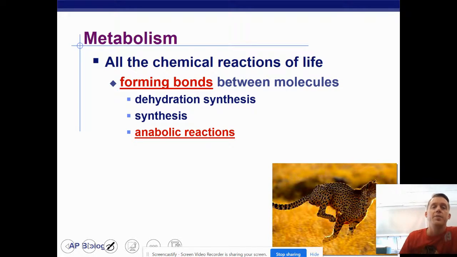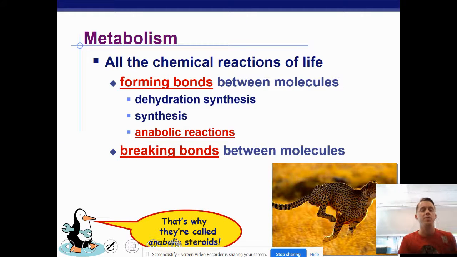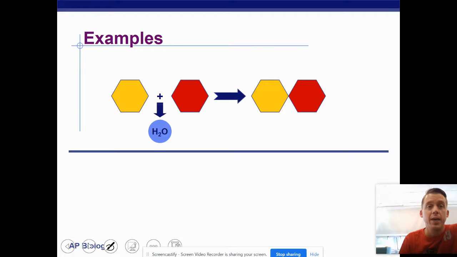I like to think, if you've heard of anabolic steroids, which an athlete might take to make bigger muscles, anabolic reactions are building bigger molecules. All right, that's why they're anabolic steroids, as our penguin is reminding us. And then we have reactions that break bonds between molecules, like hydrolysis reactions. Again, this is review. Hydrolysis reactions are breaking or digesting reactions. And these are catabolic reactions. I like to think about a cat swiping something off of a table and breaking things down. So anabolic reactions and catabolic reactions.